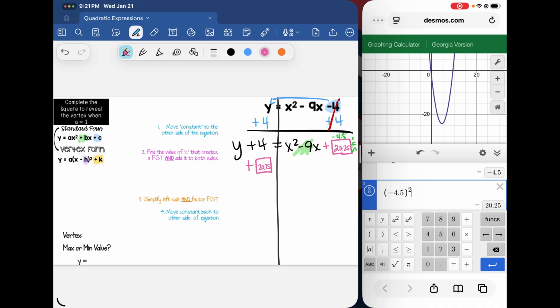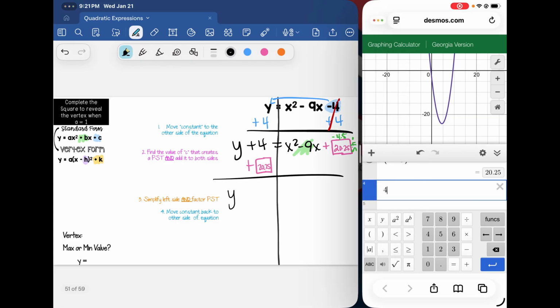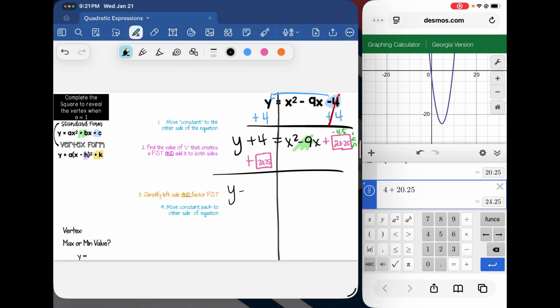All right, now we just need to simplify. This is going to give me y. All right, 4 plus 20.25 gives me 24.25, is equal to what is going to be my little factored form that I'm going to put right here. x minus 4.5 squared, because it's two of them. All right, is it in vertex form yet? No, because I have this constant value over here, and it needs to be back here. So we're going to move it to the other side.